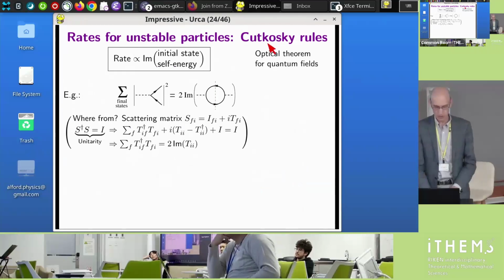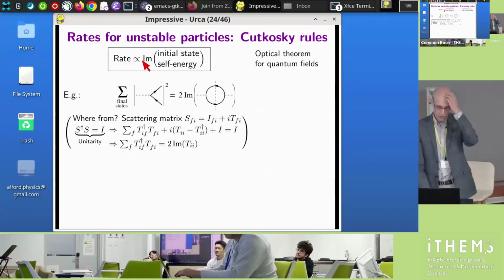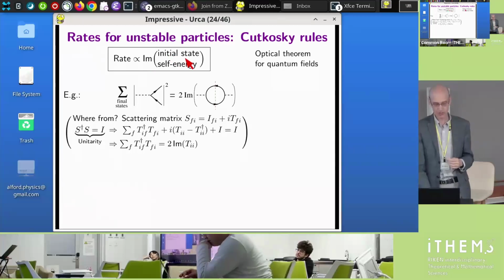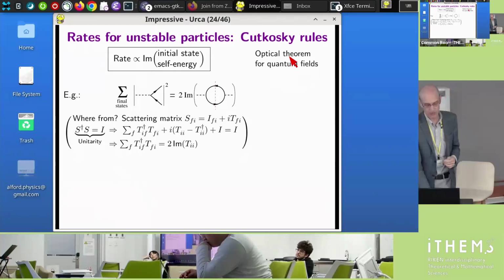So the fundamental approach here is to say that the rate of some process is obtained from the imaginary part of the initial state self-energy. It's really the optical theorem for quantum fields. So how does this look in practice?